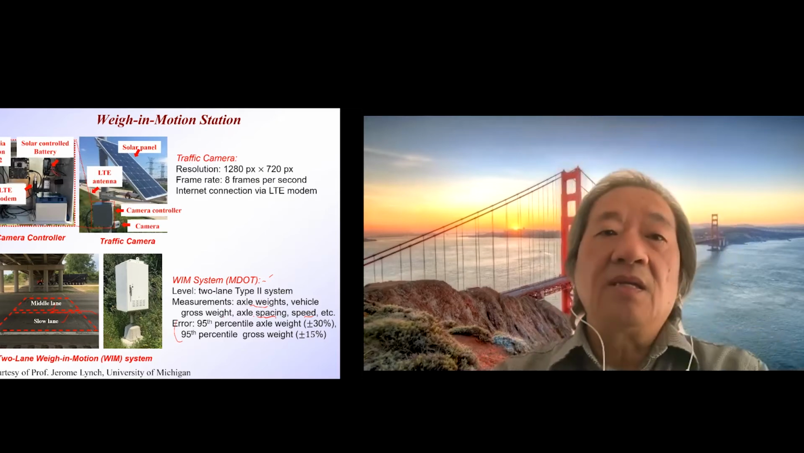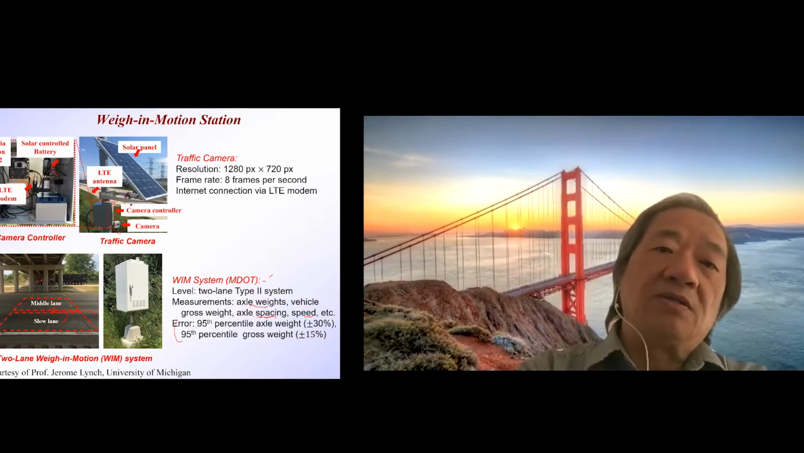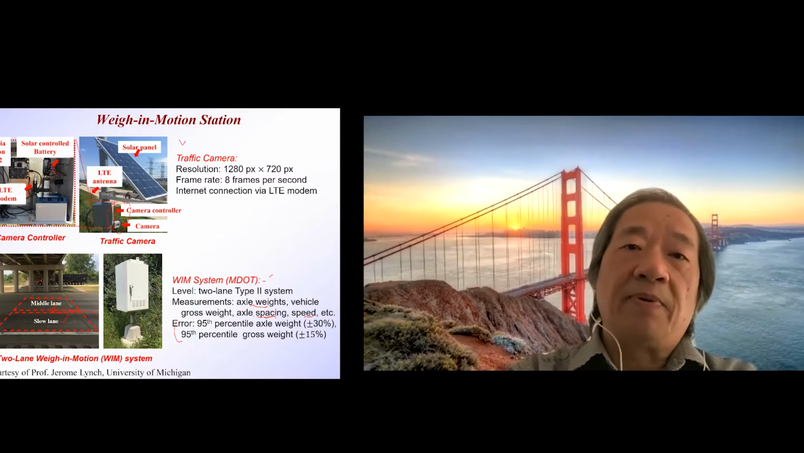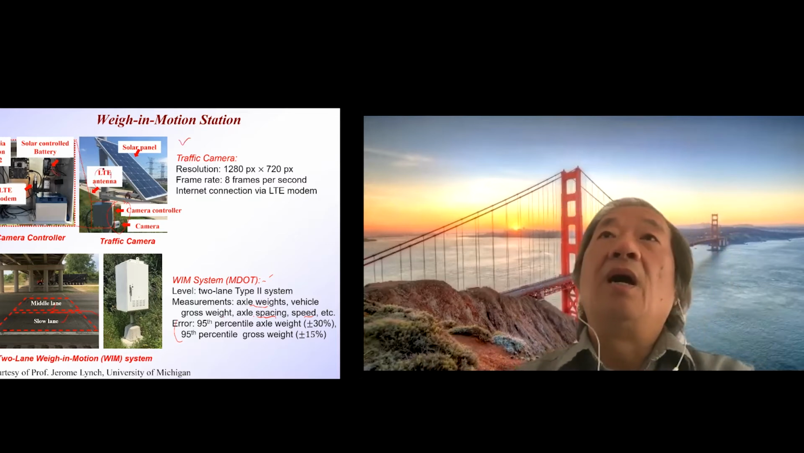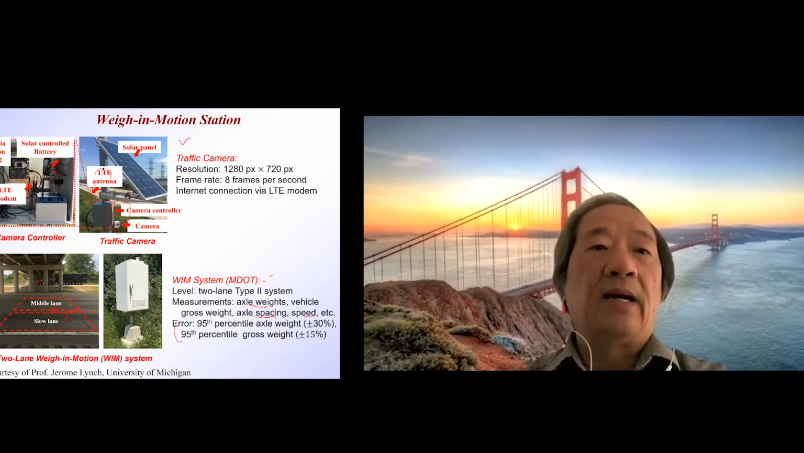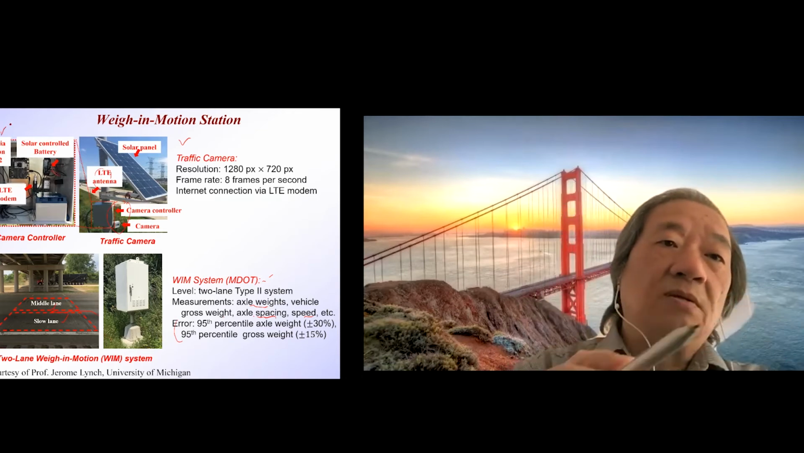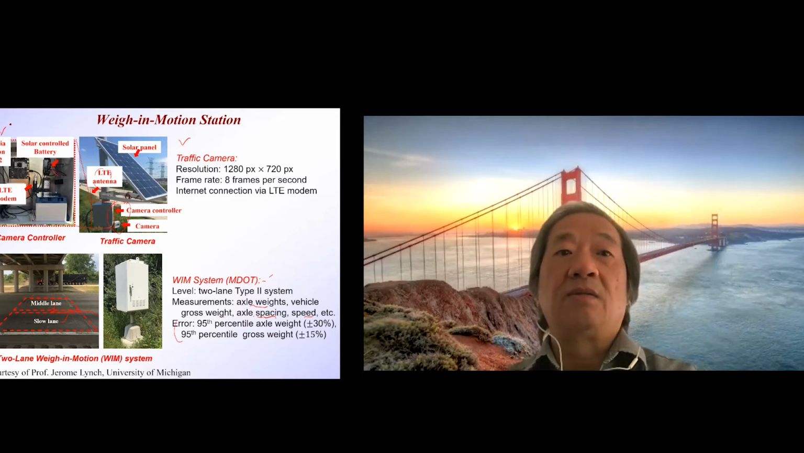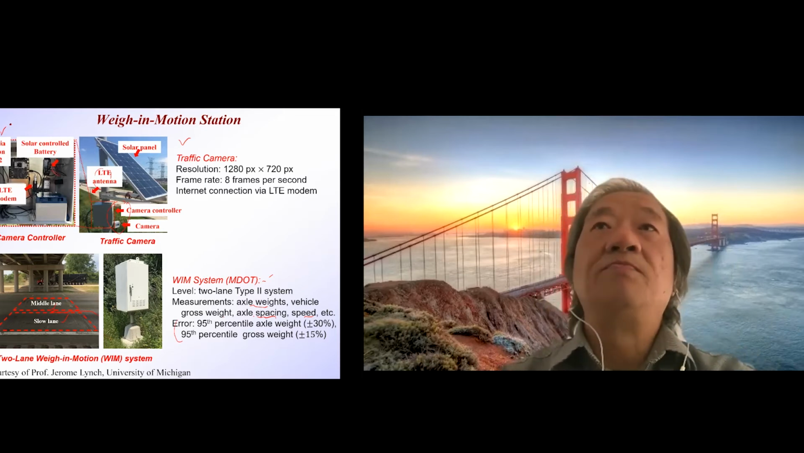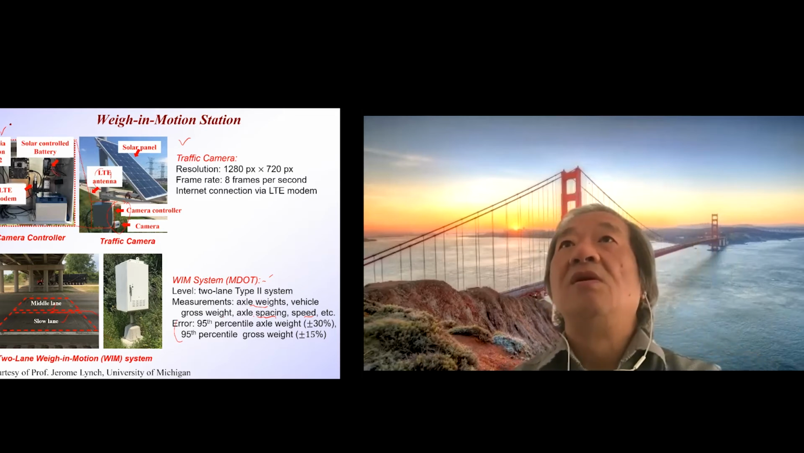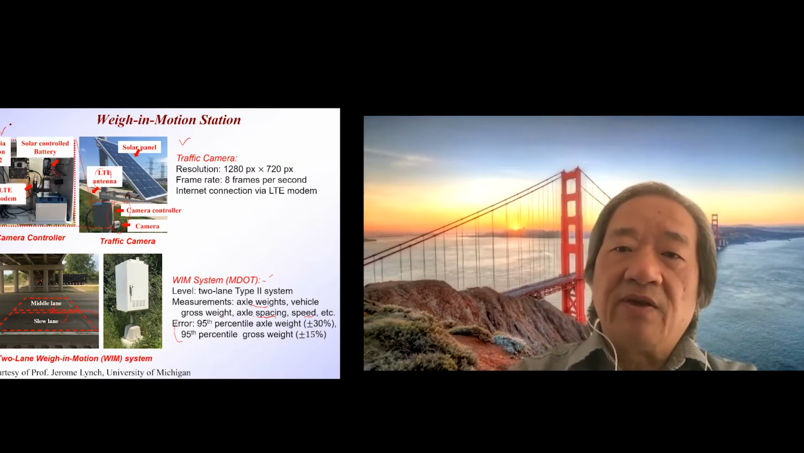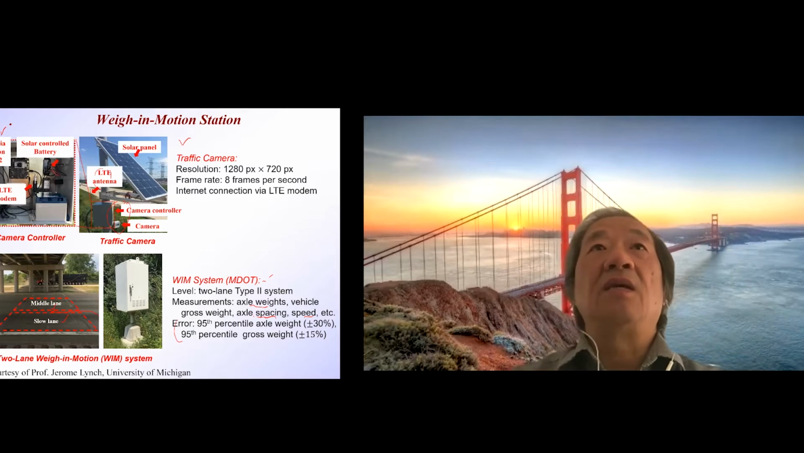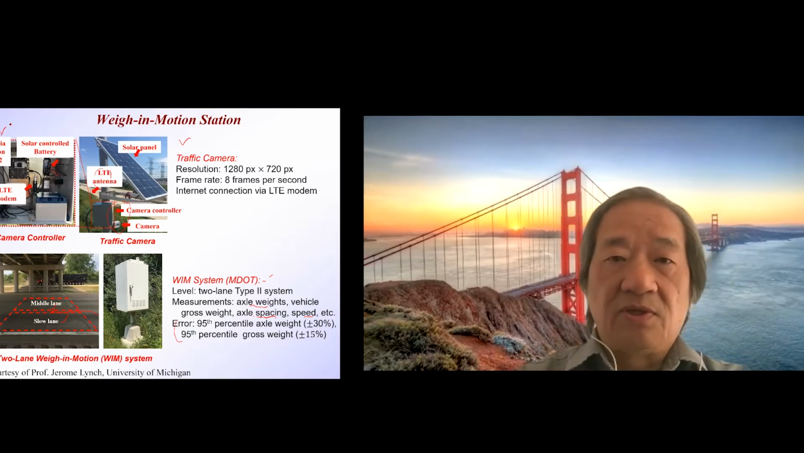Again, we also mount a camera on top. There's a camera operating on a solar panel, again using an LTE antenna to send the data out. And we also have a little compute engine mounted there to process the camera images as we collect them. The frame rate is about 8 frames per second, and the connection is through the LTE modem.